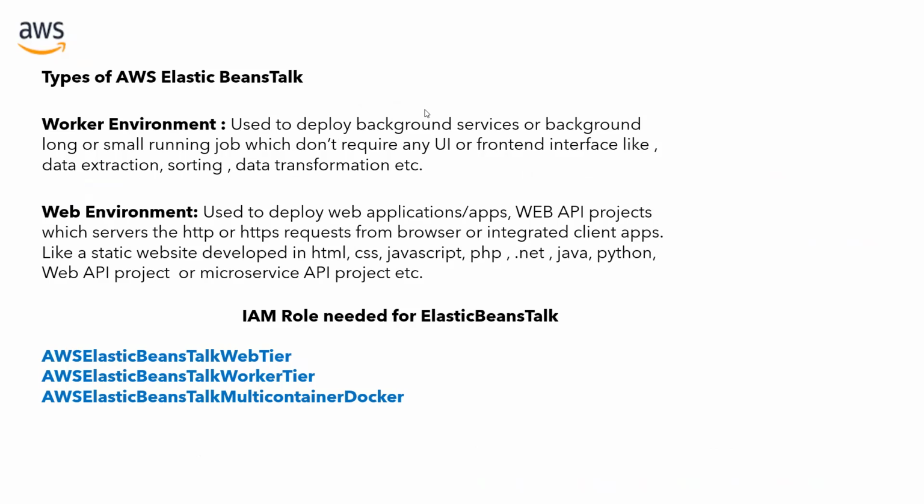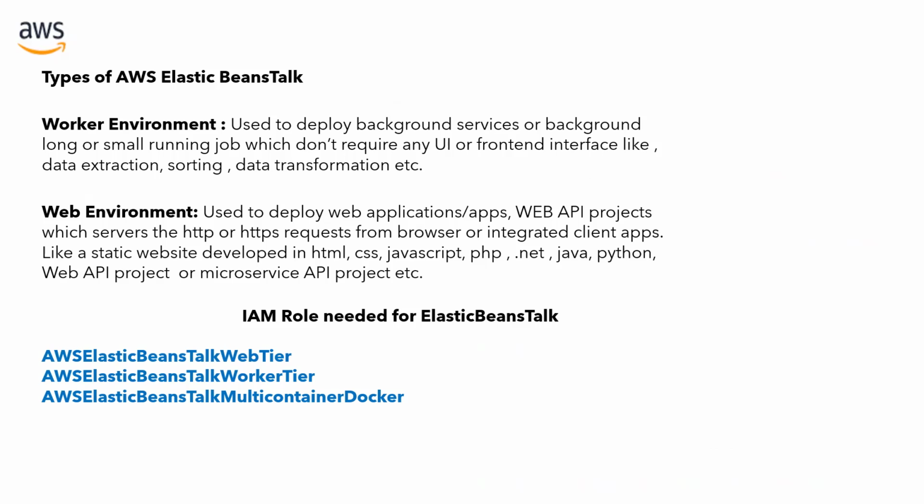There are two types of applications we can deploy on AWS Elastic Beanstalk. Any application we are going to deploy on AWS Elastic Beanstalk is called an environment. So we can create an environment, that is the terminology you need to understand. Two types of environment we can create: the first one is the worker environment, and the second one is the web environment.